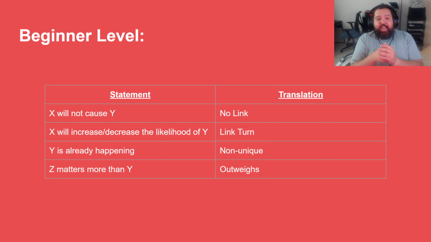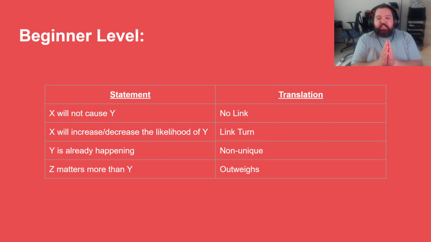Second statement: X will increase or decrease the likelihood of Y. That's what we know as a link turn. Y is already happening. That is non-unique. The impact already exists in the status quo and is therefore not unique to and only to the plan. And then lastly, Z matters more than Y. Again, Z is a competing impact, and Y is your impact, so this is an outweighs argument.